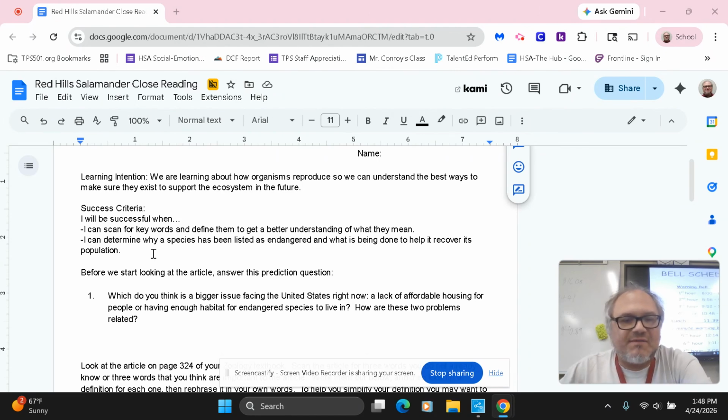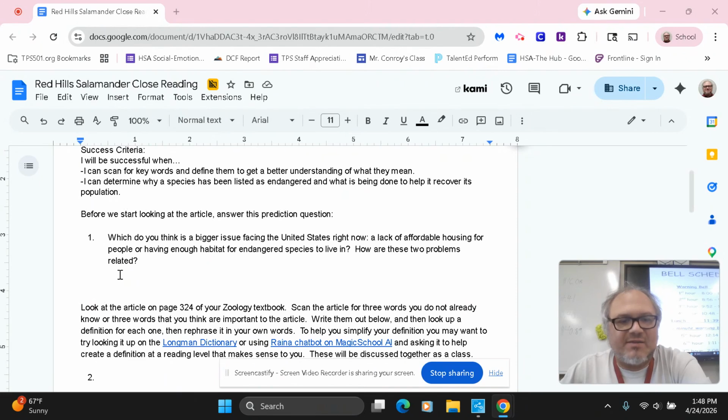Before you even start looking in the textbook, I want you to think about this prediction question. Take a moment with it. There's no real right or wrong answer, just make sure you explain your answer. Which do you think is a bigger issue facing the United States right now? A lack of affordable housing for people, or having enough habitat for endangered species to live in? How are these two problems related? Again, kind of heavy subject matter, but I want you to take a moment to think about that to give a little more context to this article.